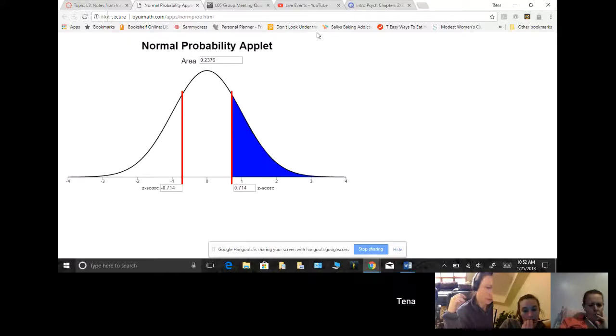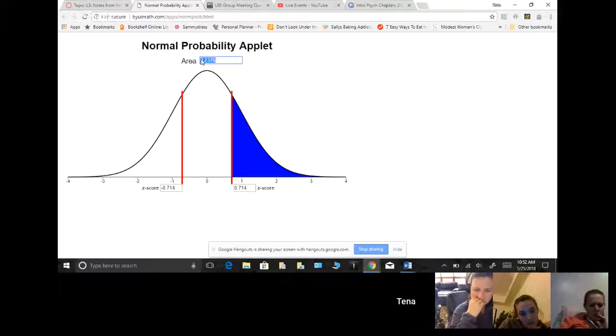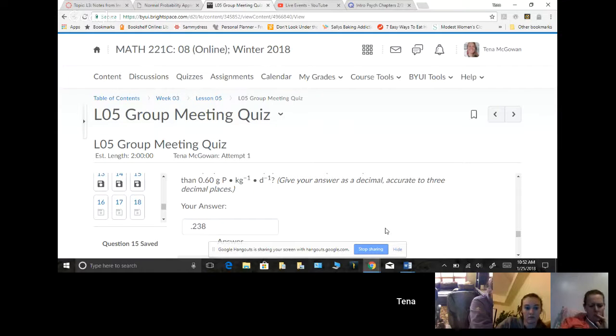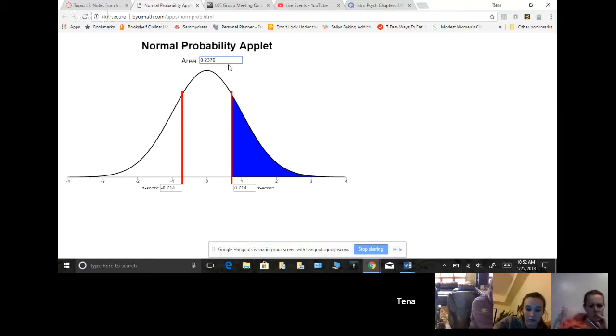So we used the applet, and we put in that answer that you just received, the z-score, 0.714. Yeah. We put that in, and it's looking for people above 0.6. So above 0.6 is going to be the very far right side. And then this is going to be our percentage or decimal answer right here. And then do we go 0.238? Yes, because it says 3 decimal points. So we round it to 0.238.